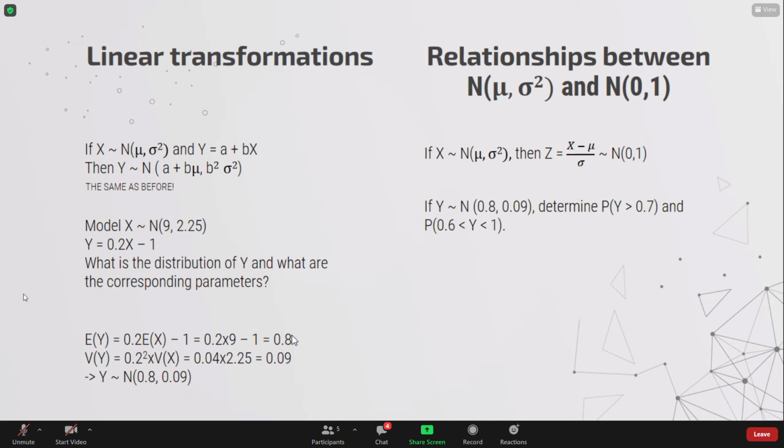So we already found the expectation and the variance, so we can come up with the distribution. In the brackets, firstly goes the expectation, comma, then the variance. So that's our new distribution. And it's the same type as the given one. It's normal distribution.